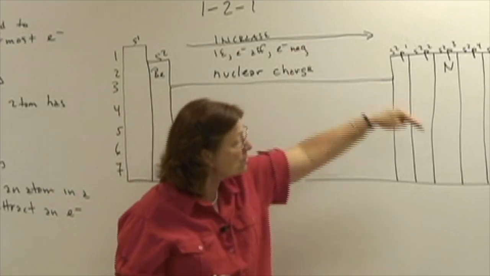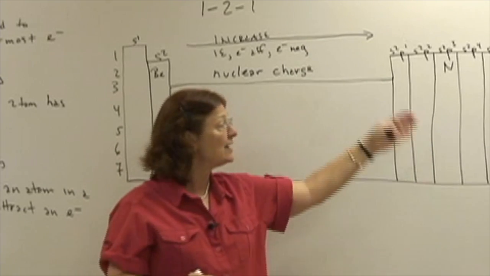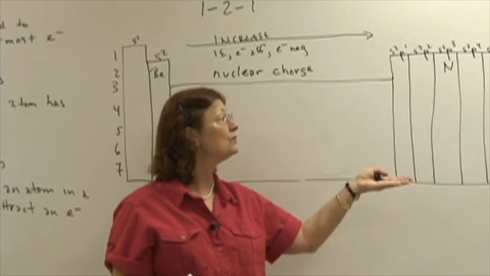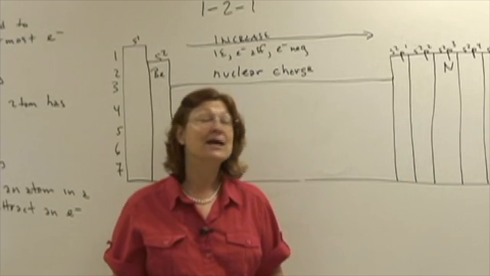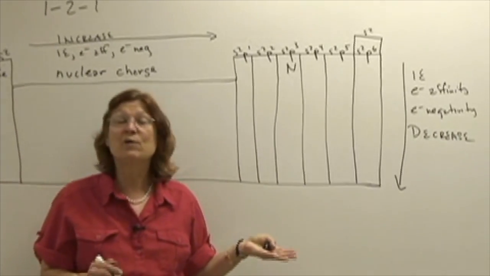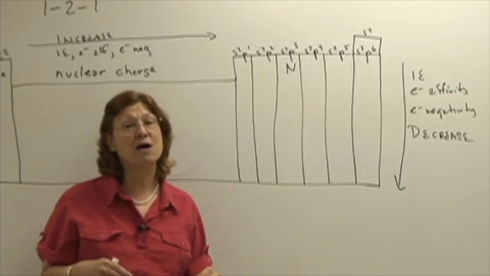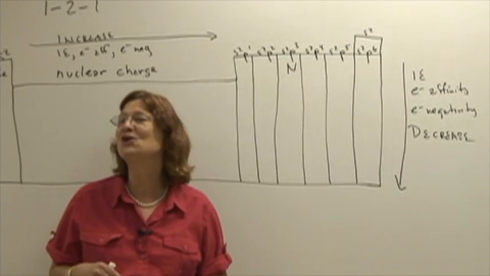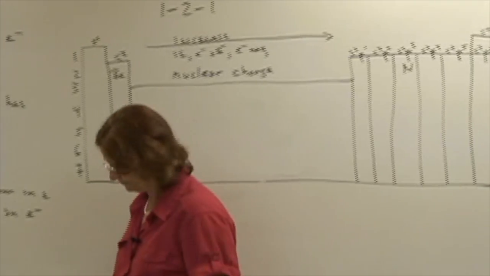As we move down the group, the ionization energy, electronegativity, and electron affinity decrease, because as we go down, we are increasing the number of energy levels. And let's look at how that works.